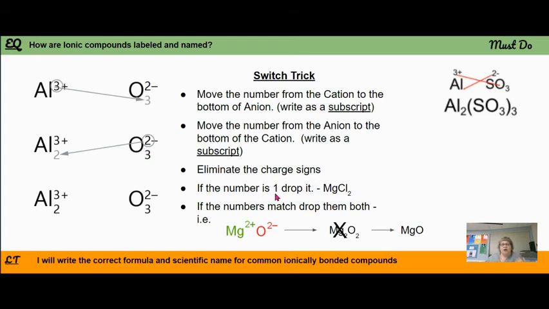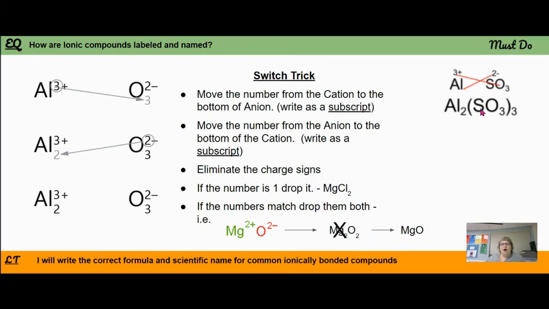And if a number is 1, you just drop it, like MgCl2. But here I have Al2O3. So I've now switched those 2. I now have Al2O3. Okay. Again, if the numbers match, then you drop both of them. So if I was to switch trick this one, I would have Mg2O2. The 2's on the bottom are the same. So we're just going to throw those 2's out and make it MgO.